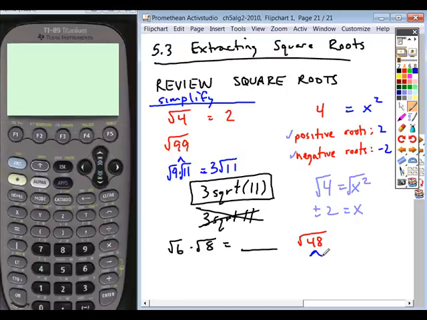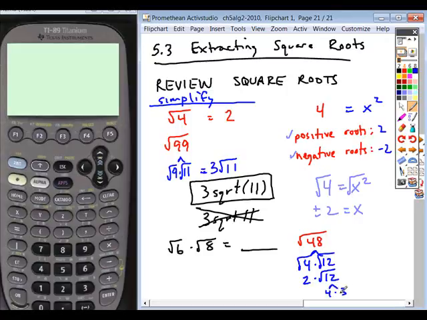How many see 16? How many see 4? Okay, so take out the 4. 4 times what is 48? 12, right? So the square root of 4 comes out as a 2. Root 12. Now, are there any perfect square factors in 12?